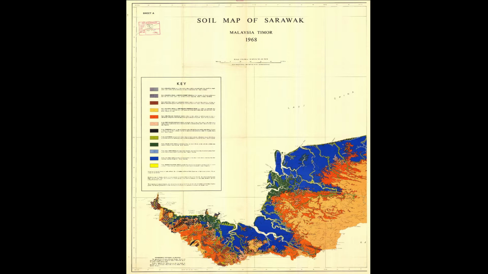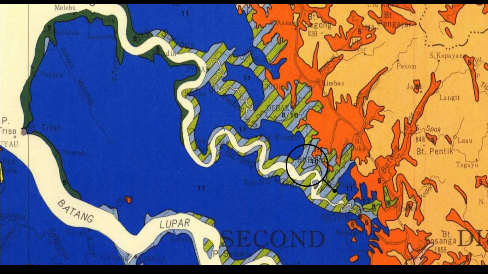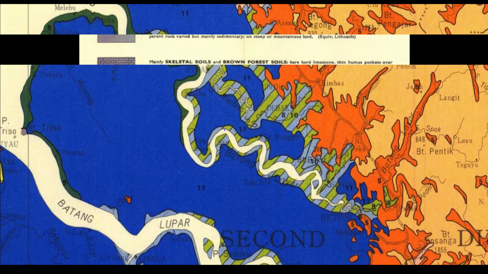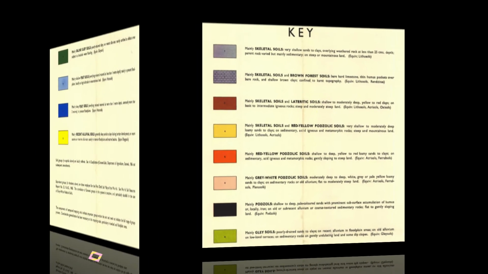This is a whole soil map of Sarawak, and this is my hometown soil map. As analyzed on the map, my hometown village has two types of soil. First is number 8, which is mainly clay soils. The characteristic is poorly drained sands to clays on a recent alluvium in floodplain areas, on the old alluvium on low-level terrace, on sedimentary rocks, on gently undulating land and some deep slopes.